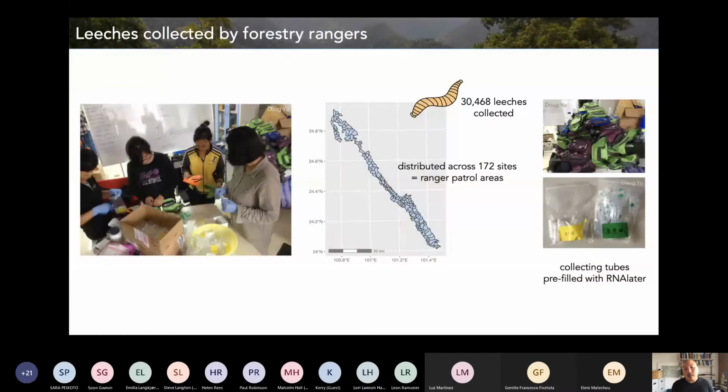And then we issued the rangers with these little hip packs. And then each hip pack had little Ziploc bags in them. And so it naturally induced the rangers to put leeches in one tube, and then put leeches in the next tube, and the next tube, and then the next bag, and the next bag.